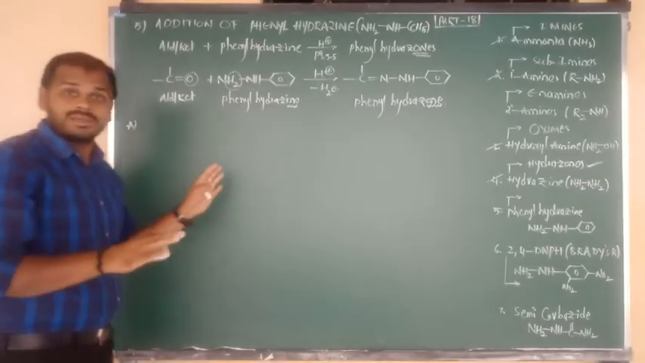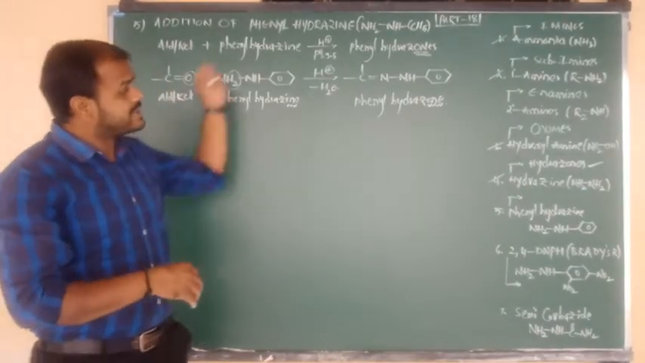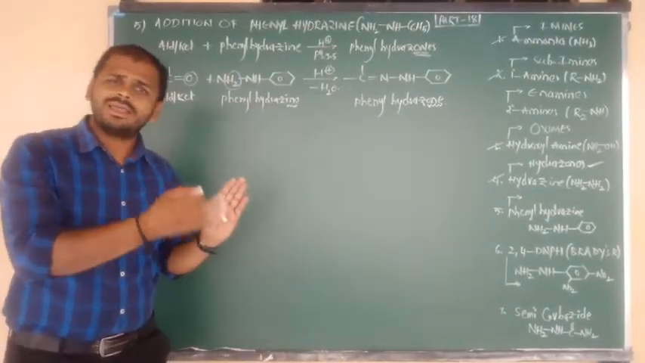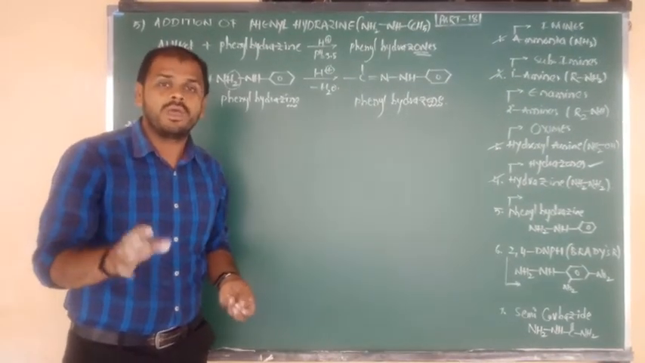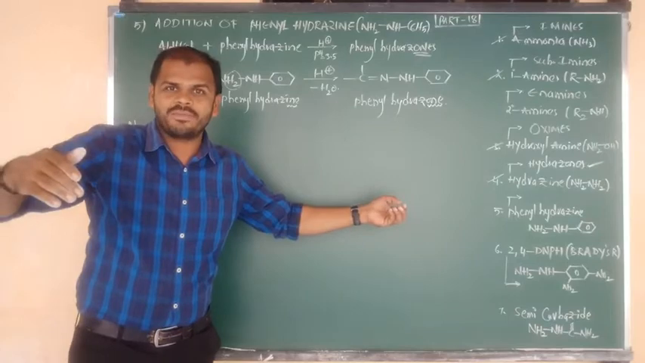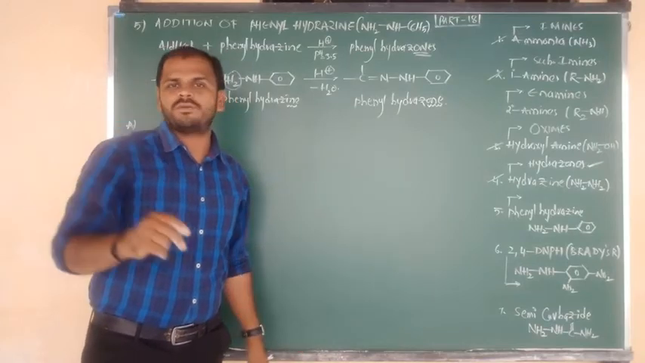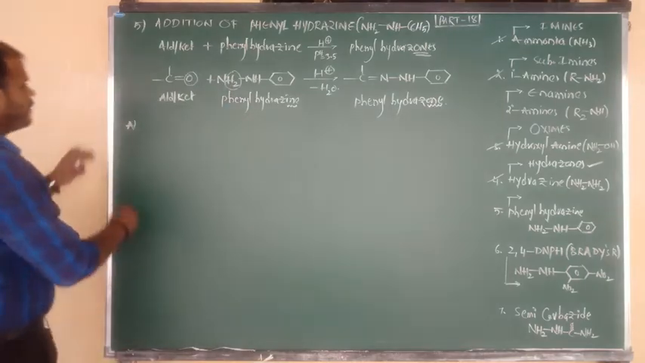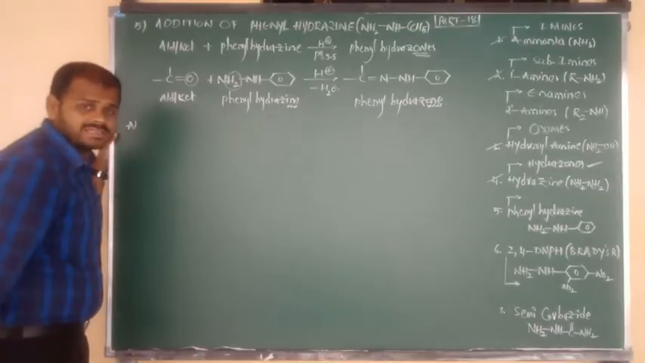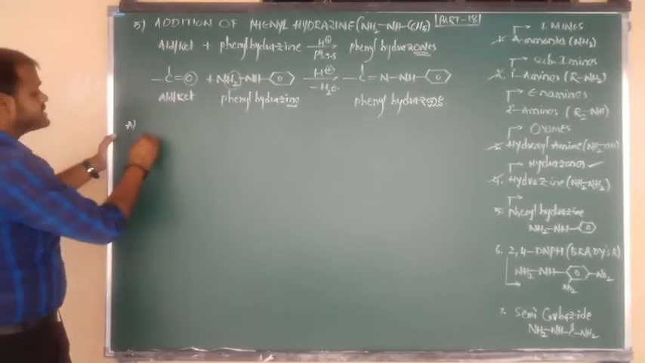Of course, all examples we can write: formaldehyde, acetaldehyde, benzaldehyde, acetone. But I want to give you 2 examples. If you want, you can write all 4. But 2 examples I want to give you, one from aldehyde, one more from acetone. 2 categories, 2 examples. Okay, let me give one example for acetaldehyde. It is of the acetaldehyde category.